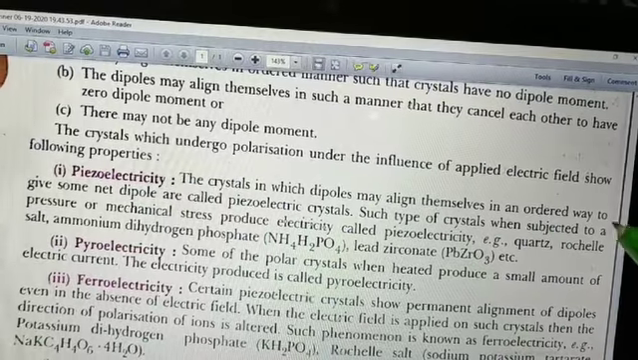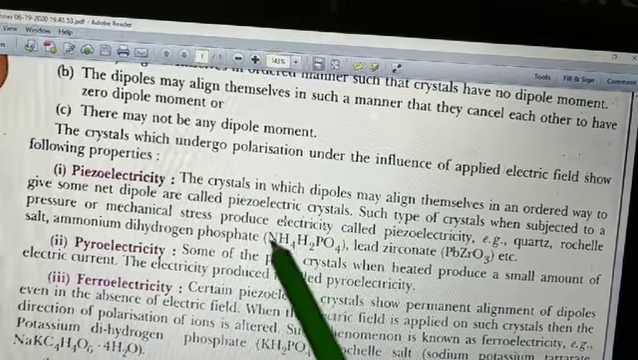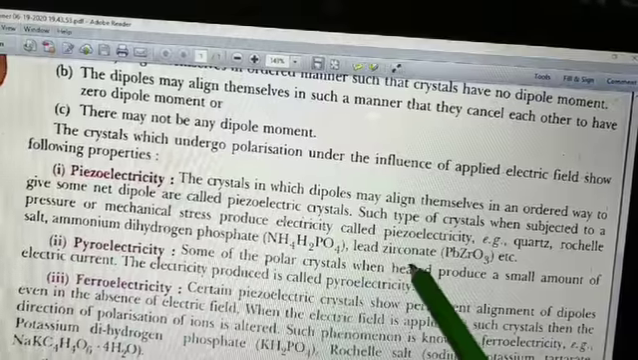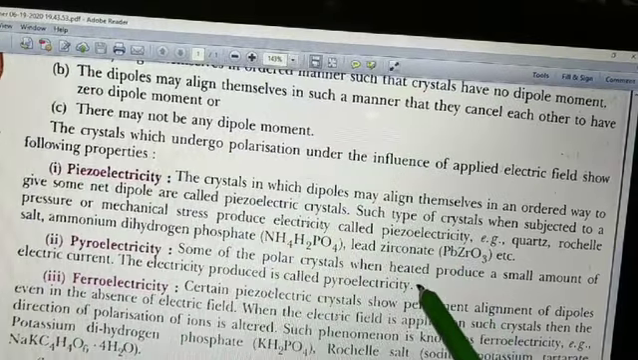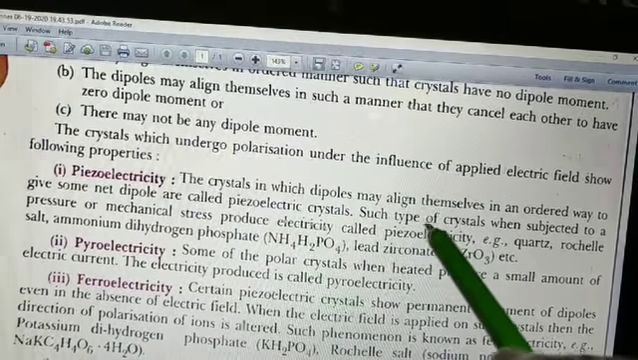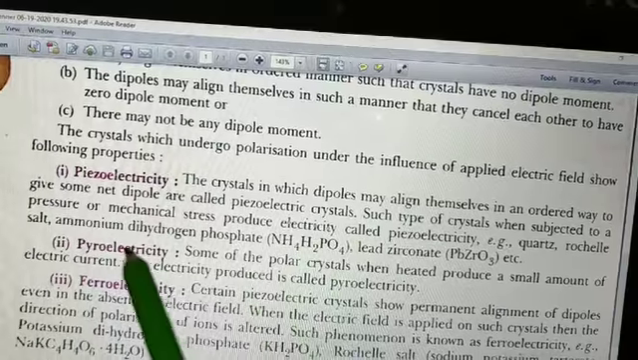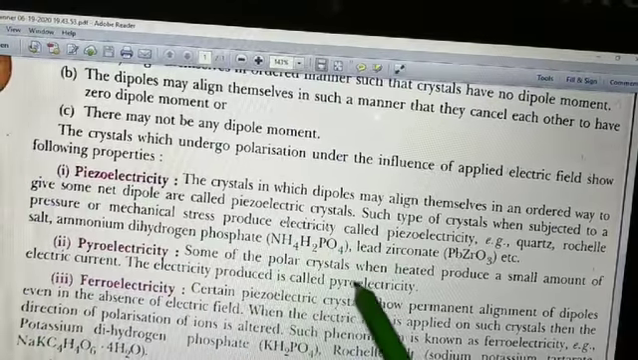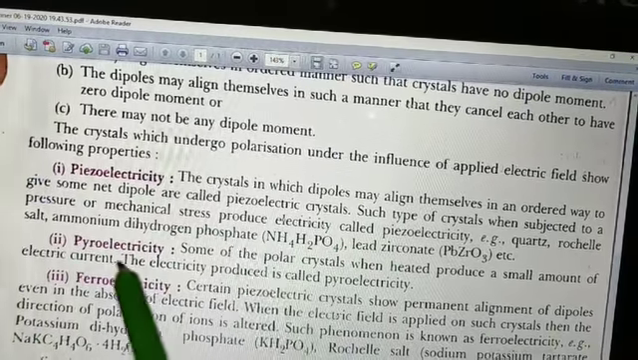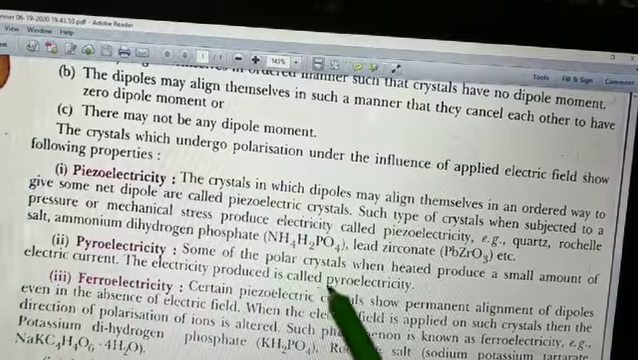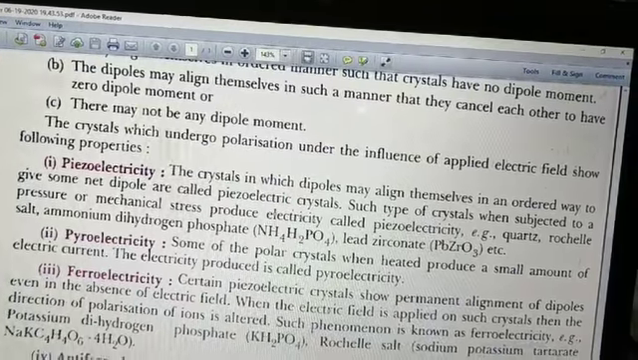Examples are quartz, Rochelle salt, ammonium dihydrogen phosphate, lead zirconate. All these are examples of piezoelectric substances. And pyroelectricity means some of the polar crystals when heated produce a small amount of electric current. The electricity produced is called pyroelectricity.